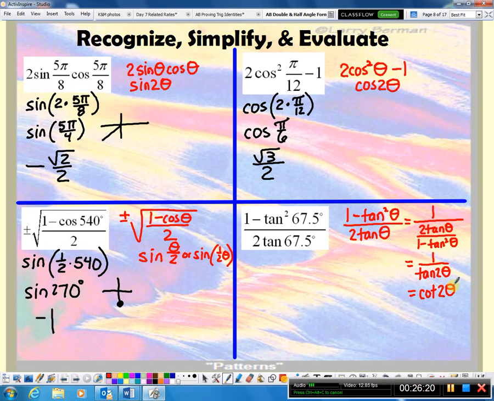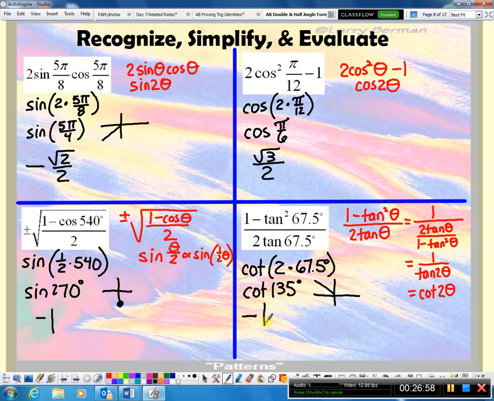Well, now that I've recognized it, let me simplify what was given. What was given was cotangent of 2, what's in place of theta? 67.5 degrees. And let's see here. 2 times 60 is 120. 2 times 7.5 is 15. So that just means cotangent of 135. And again, 135 is a major angle that falls in the second quadrant. So I know it's negative. Tangent of 45 degrees, which is your reference angle, is 1. So cotangent's also 1.